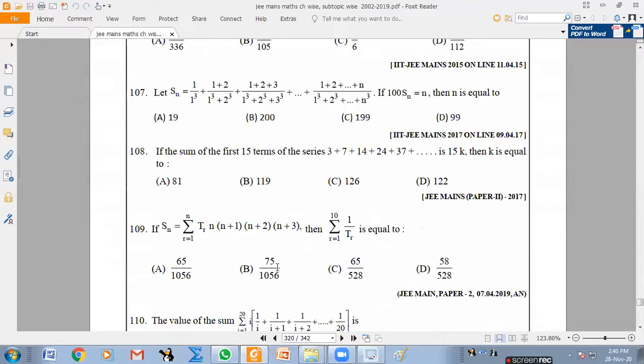Up to 109, 108. The sum of the first 15 terms of the series. What series is it? The differences are in AP. Am I correct? Yes, sir. Okay. So when differences are in AP, what to do?